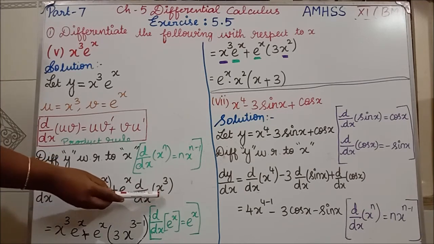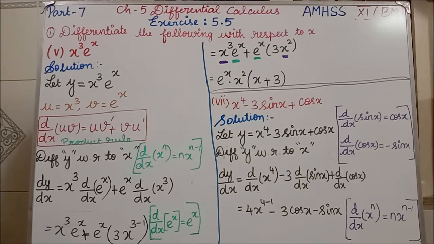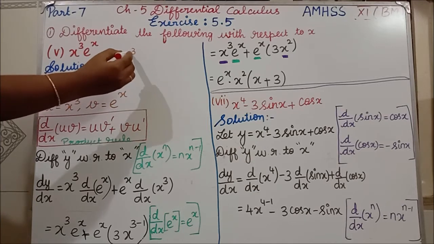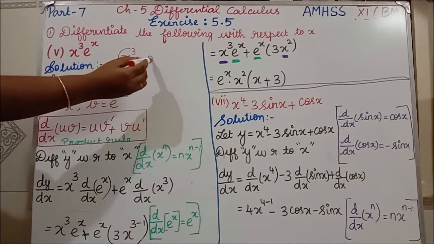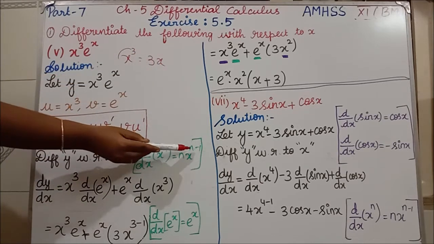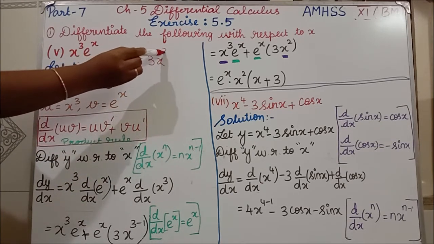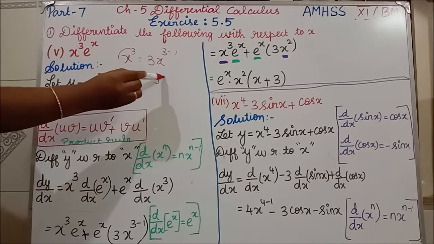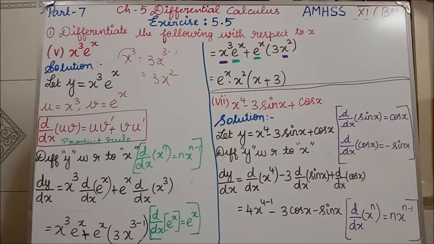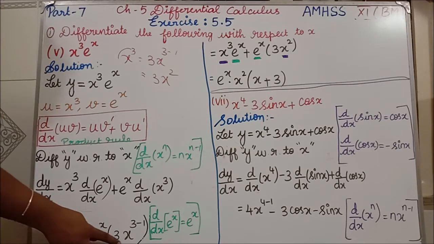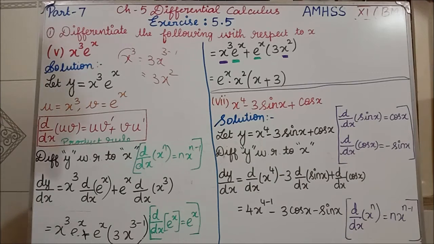d by dx of x cube. x cube is the formula of x power n. So x cube, if you differentiate, what will we get? This 3 will come, friend. So 3x. Here the formula is n minus 1. Here n is 3, so 3 minus 1. So 3x, 3 minus 1 is 2. Clear? The next step, this we have already done, so the same thing you write there also: x cube e power x, plus e power x into 3x, 3 minus 1 is 3x square.